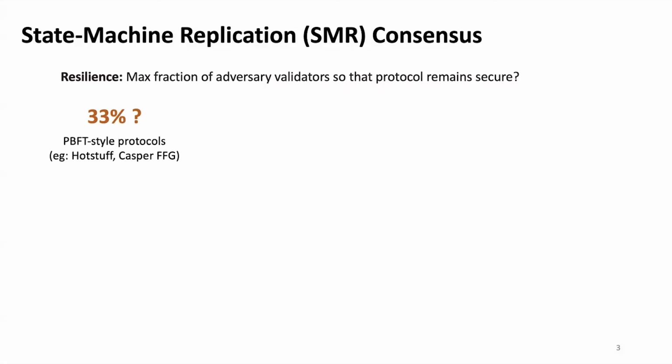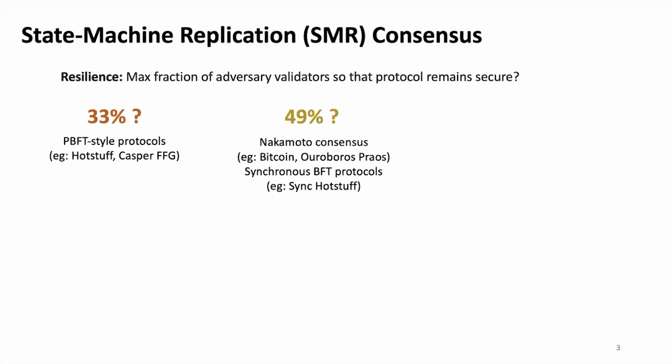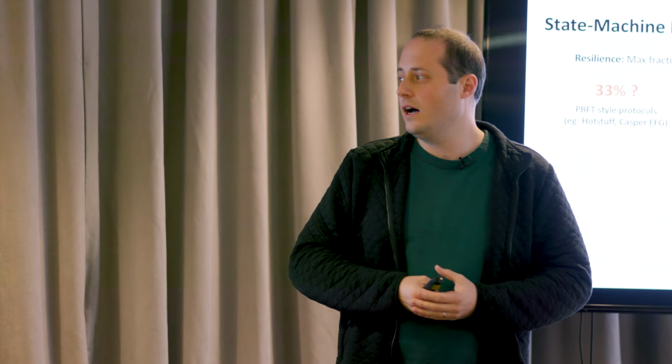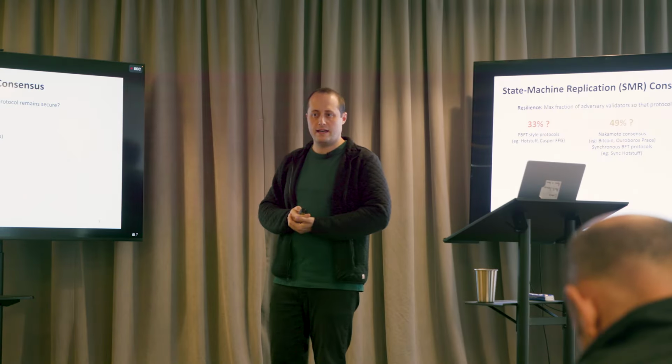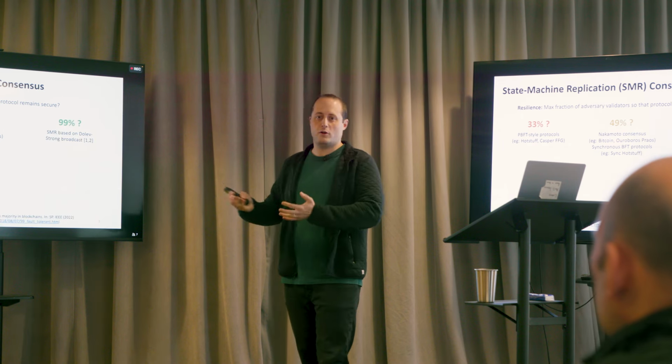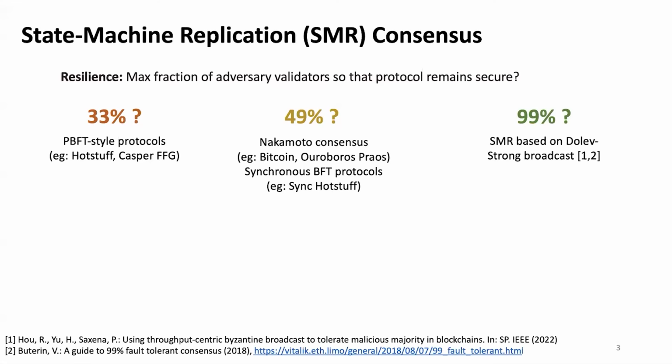You may hear that PBFT-style protocols, such as HotStuff or Ethereum's Casper FFG, are secure up to 33% adversaries. You may hear that there are other protocols, more blockchain-native Nakamoto-style consensus protocols, longest chain protocols like Bitcoin or Ouroboros, or also synchronous BFT protocols like Sync HotStuff. They're secure up to 49% adversaries. And then if you look in other corners, you may find people saying, we have these great consensus protocols over here that allow us 99% security. So which of these numbers is correct?